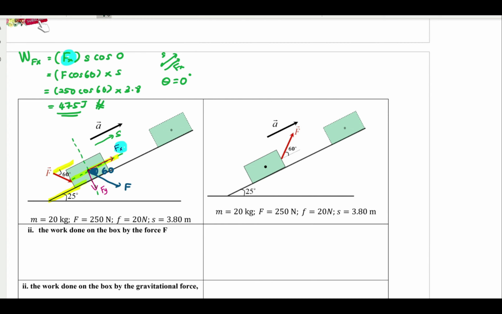If you prefer to take the angle, we take straightly the angle between S and F, where this is the Y component and this is the X component. So, F is in this direction, slightly downward like this. So, the angle between them is 60 degree. So, you can straightly write W equals F S cos theta, the angle between F and S, not the angle between Fx and S. It should be 60 degree.